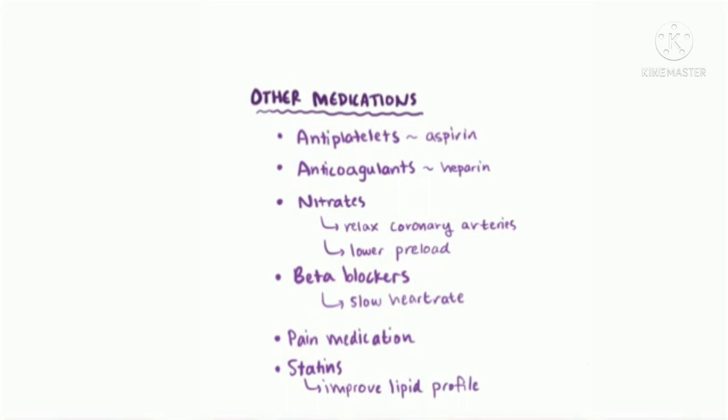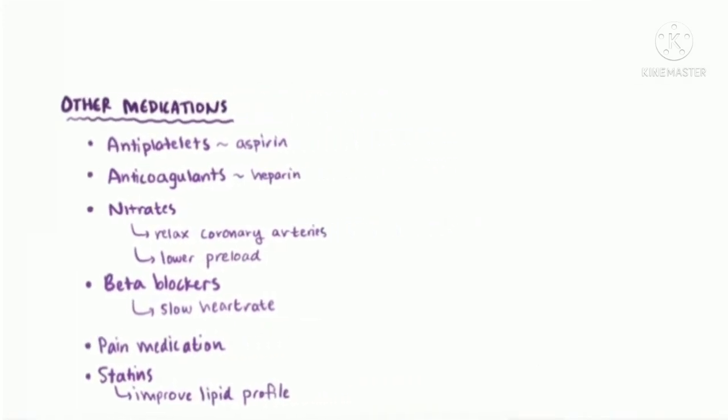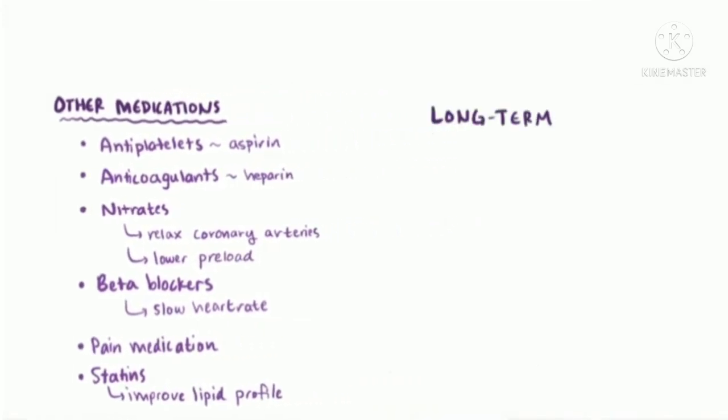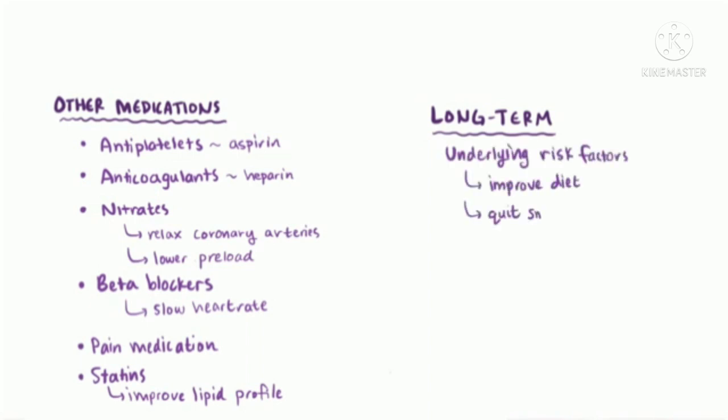Now there are a ton of individual factors to consider when it comes to acute management of a myocardial infarction, and of course many long-term issues to consider as well, the most important of which is to address the underlying risk factors like an improved diet and quitting smoking.